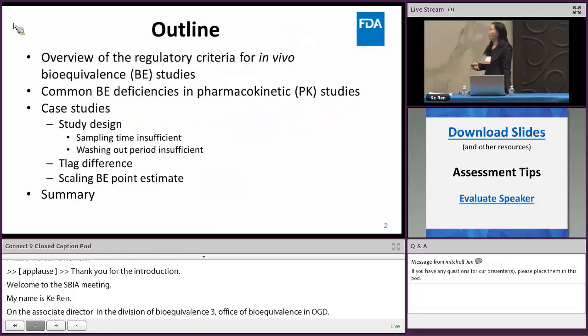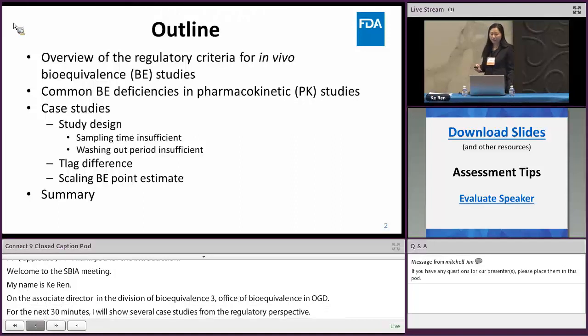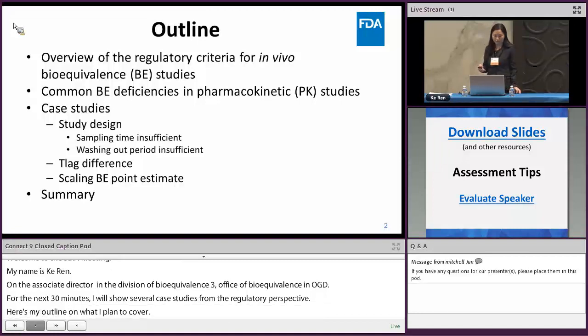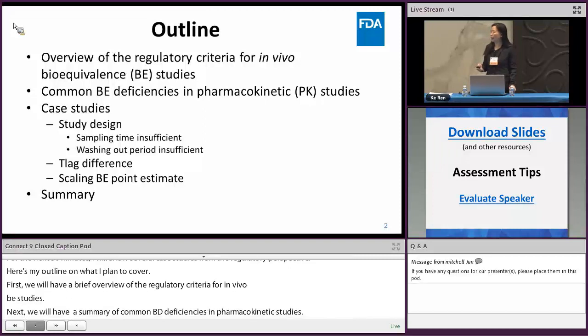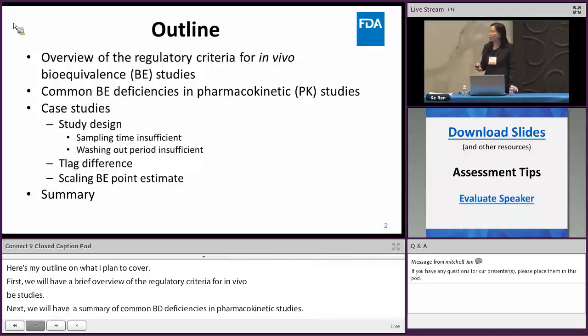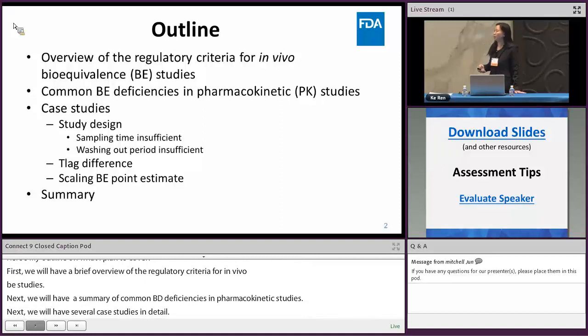Here is the outline I plan to cover. First, a brief overview of the regulatory criteria for in vivo BE studies. Next, a summary of common BE deficiencies in pharmacokinetic studies. Next, several case studies in detail. I will provide case studies in 3 categories.